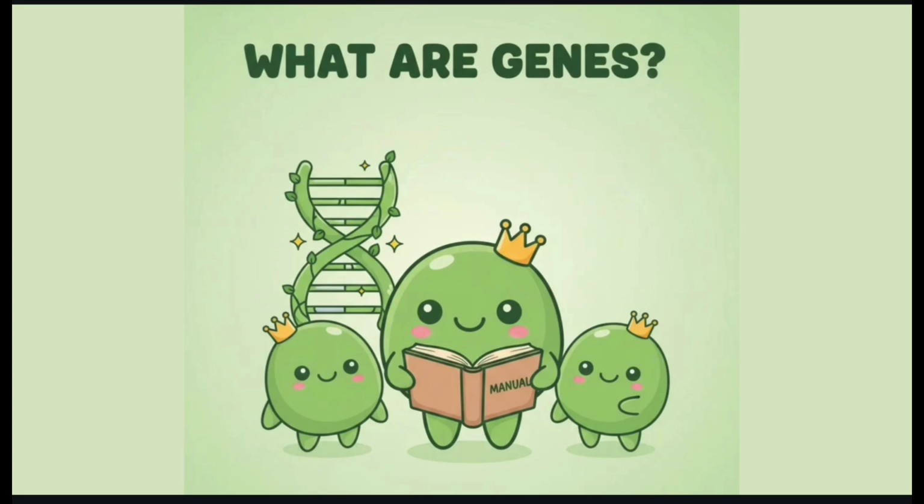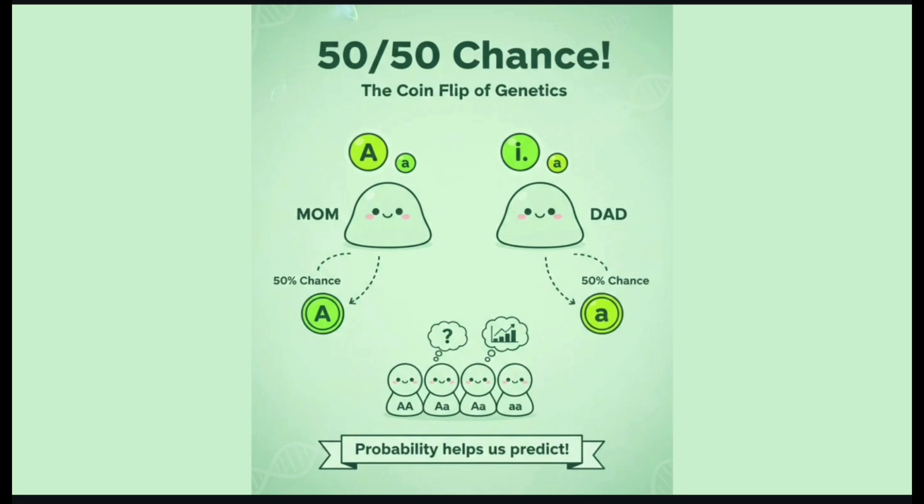Genes are like little instruction manuals inside your DNA. They tell your body how to grow and what traits you might have, like your eye color, your hair type, and whether you have dimples or not. You get one gene from your mom and one from your dad, but which one you get is kind of like a surprise. It's really random, and that's where probability comes in.